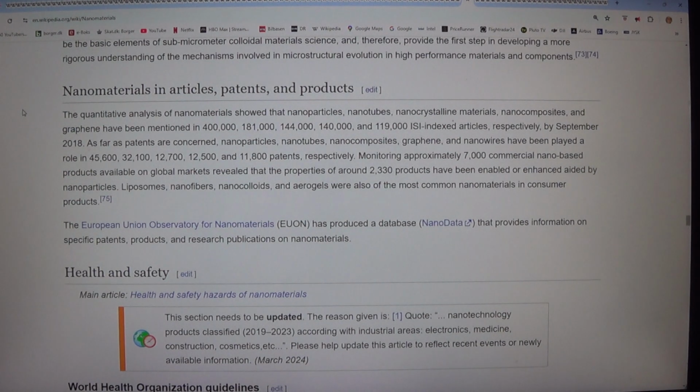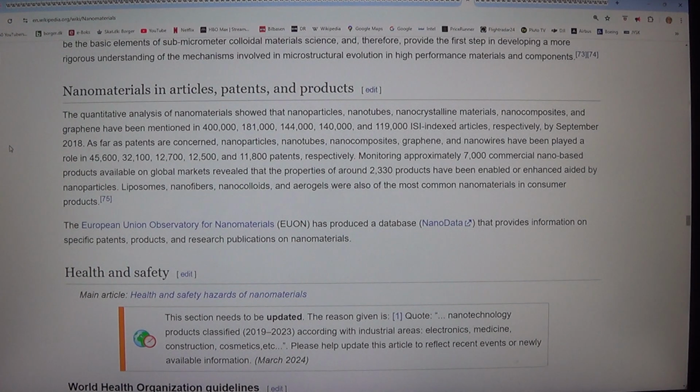As far as patents are concerned, nanoparticles, nanotubes, nanocomposites, graphene, and nanowires have played a role in 45,600, 32,100, 12,700, 12,500, and 11,800 patents, respectively.